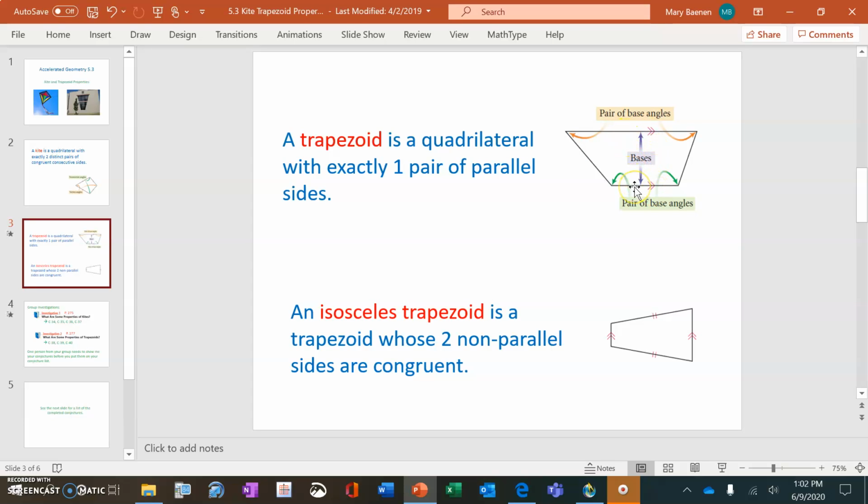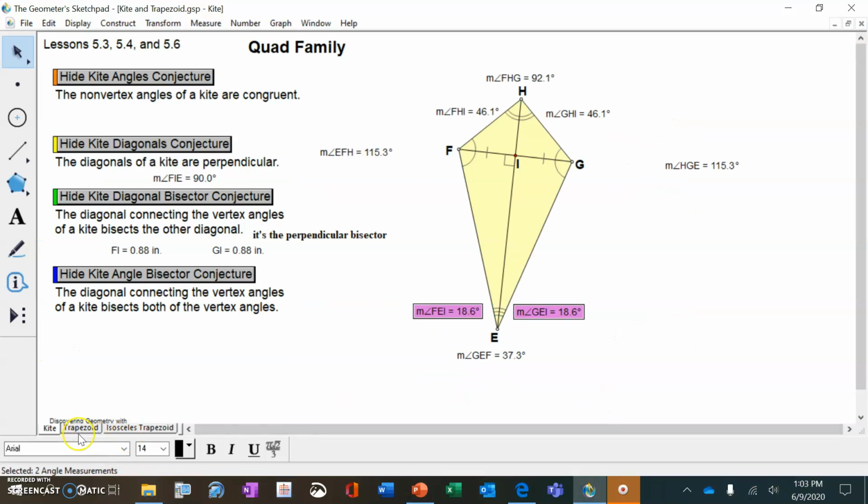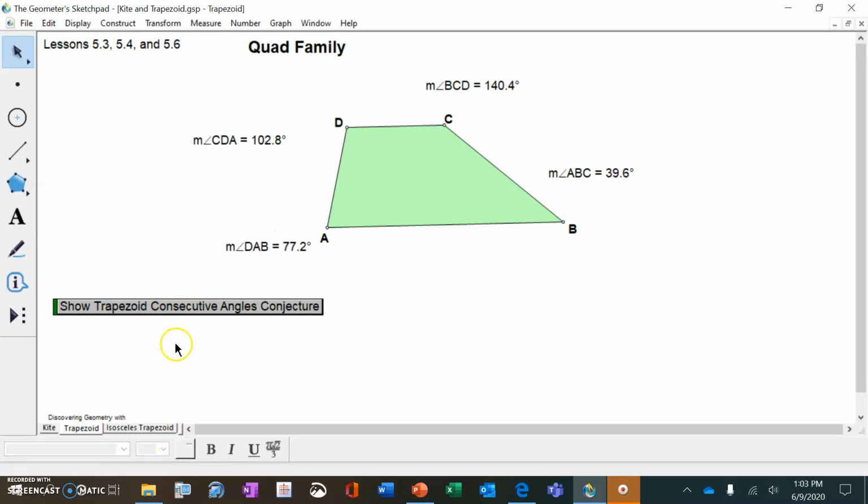Those are called bases, and at the end of each base there is a base angle. So here's a base, and here is a pair of base angles. I can also have an isosceles trapezoid. It has 2 sides here that are parallel, and the other 2 sides are congruent to each other. Okay, so now I'm going to go back here and talk about just a regular trapezoid.